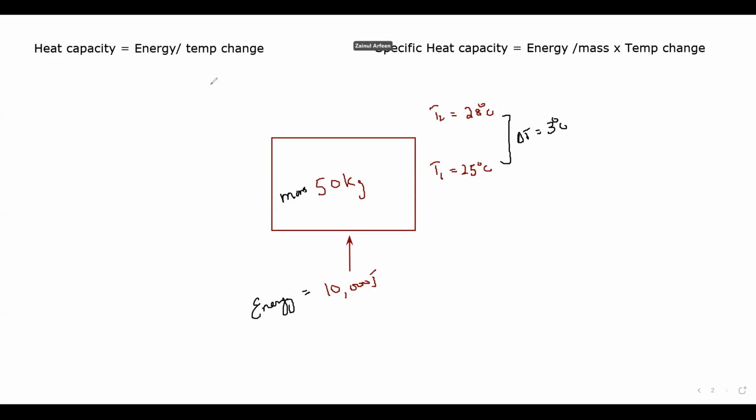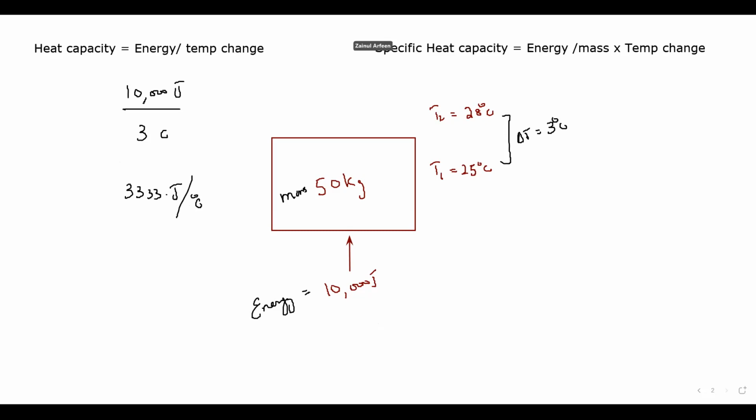So if you need the heat capacity, how do we get it? The total energy, the 10,000 joules, divided by the temperature change. What is the temperature change? 3 degrees. So 10,000 divided by 3 is 3,333.3 joules per degree centigrade. So it means for every 1 degree centigrade, we need 3,333 joules. But we don't have to consider the mass because mass is not needed for heat capacity.